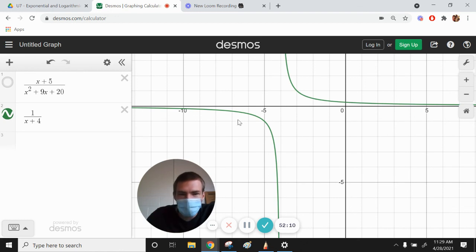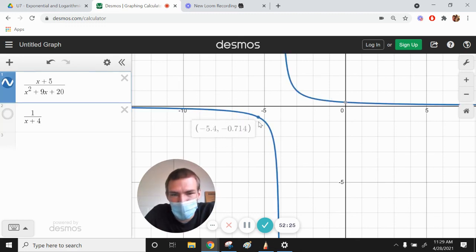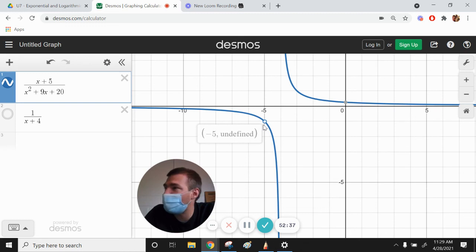If I look at the green graph and I go to -5, you can see I get a nice little value there of -5, -1, right? Easy. If I go to the blue graph and I go to -5, a little tricky. There it is. -5, undefined, right? There's a little gap. It is literally only at -5, right?